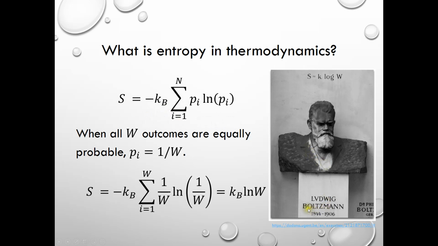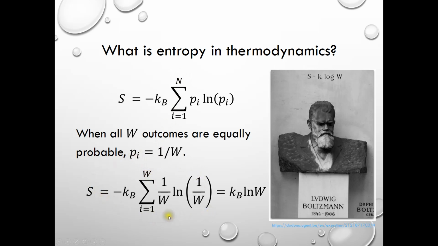However, on the tombstone of Boltzmann, we see a different equation for entropy. Entropy is equal to K times the logarithm of W. This is because if we can assume all W outcomes are equally probable, then this probability is always equal to 1 over W. If we replace this p sub i with 1 over W, and this one also with 1 over W, and the number of outcomes with W, we have this expression.